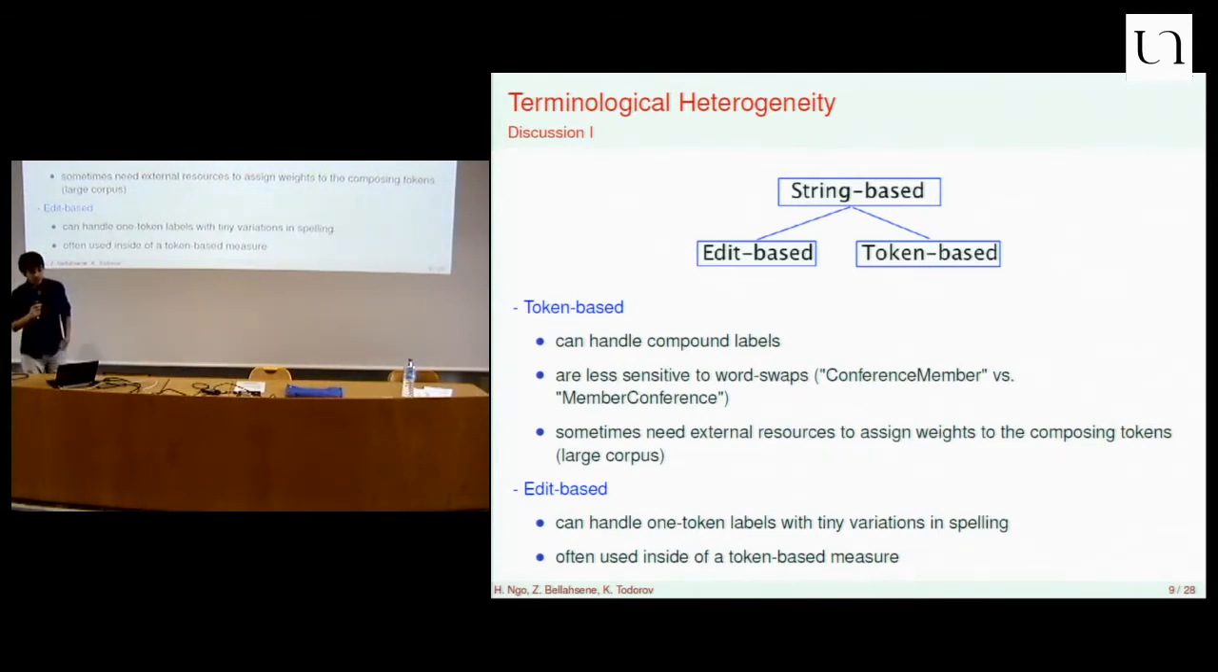The string-based measures in the token-based subgroup can handle compound labels, but they're less sensitive to word swaps. So in the example of conference dinner and dinner conference, a token-based measure would be able to detect this similarity. But sometimes they need external resources, so large corpora, in order to assign weights to the tokens that are included in each label. Then we would have the edit-based measures, which are usually used as an internal measure inside each of the token-based measures. And they're good at handling heterogeneities of type 1, so really tiny variations in spelling between the different labels.